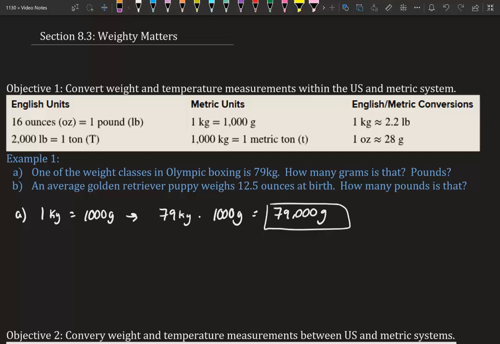Alright, now we want to know how many pounds. So it told us that 1 pound is 16 ounces, 1 kilogram is 2.2 pounds. So let's figure out what we're going to use. We're going to use kilograms because we have 79 kilograms. So 1 kilogram is about 2.2 pounds. And since we're going in the smaller direction, we're going to multiply. So 79 kilograms times 2.2 pounds, we get 173.8 pounds.